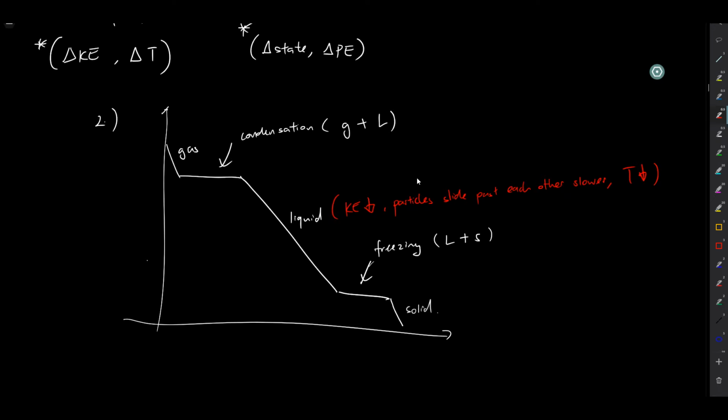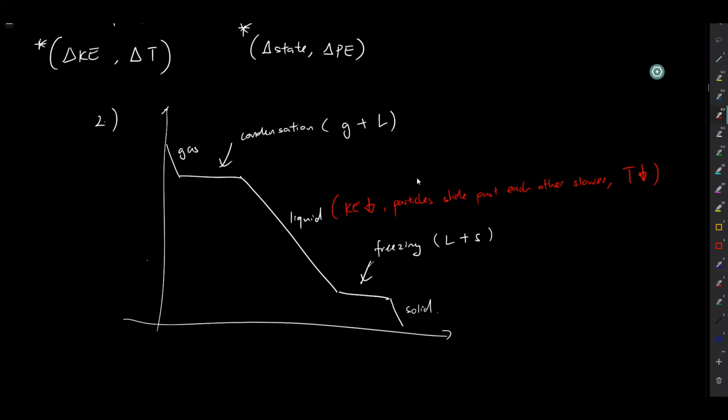So either or, depending on what the question asks you. If the question offers you that the KE of the particles has decreased, then your outcome should be temperature decrease. If the question says the temperature of this liquid has been decreasing, then describe the KE, you will say that the KE decreases.